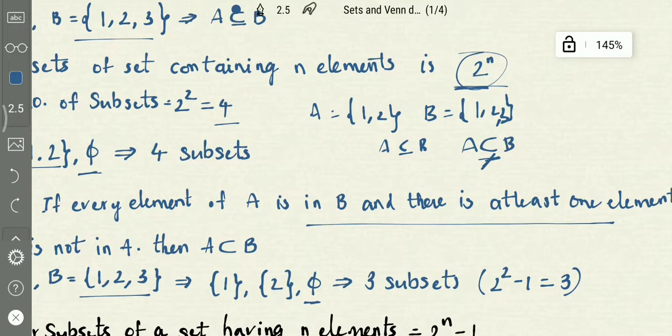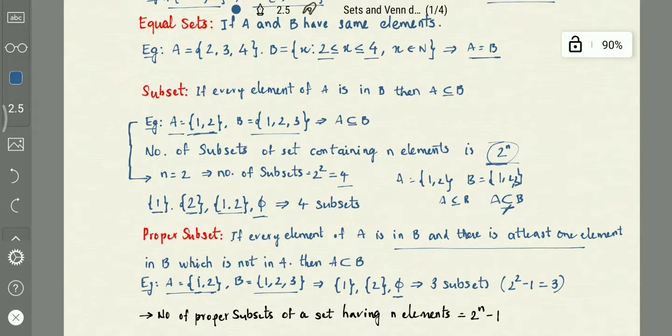Here we get 3 subsets because 2 power 2 minus 1. Number of elements are 2. 2 power 2 minus 1, which is 4 minus 1, which is 3. This is a proper subset.